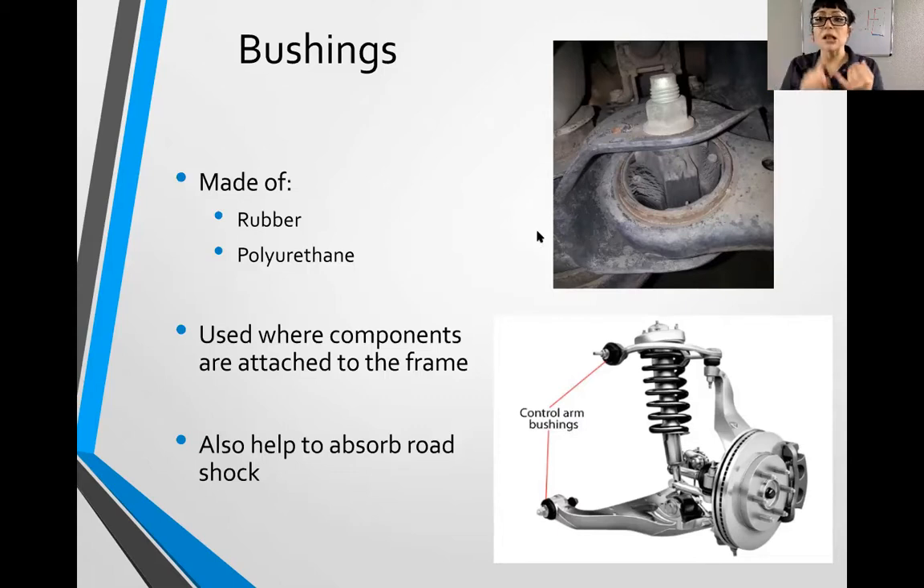So we see these a lot in any type of pivot on the frame. On upper control arms, lower control arms, shock absorbers have bushings. Lots of components have bushings to help absorb that road shock. When you want to inspect things, just look at them. If you start to see them looking like this, separating or chunks missing, they need to be replaced. A lot of times when you get complaints of clunks over a bump, that is because your bushings are starting to go bad, and you may want to take a look at it visually.